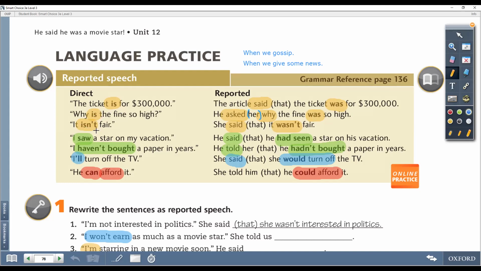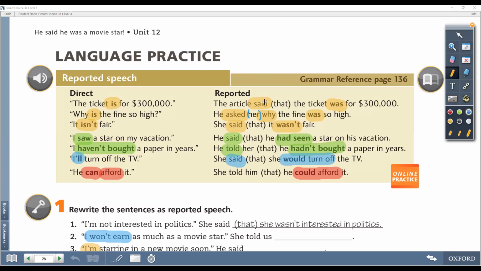Next one. It isn't fair. It isn't fair, guys, means não é justo. Okay? When something is not all right, when something is not okay, you don't think it's a good thing to do. You say, oh no, it isn't fair. Okay? So when we report, we say, she said that it wasn't fair. Okay? So here I'm changing from present to past. So that's the first rule we learn. Okay, that's easy. We just have to change from present to past.